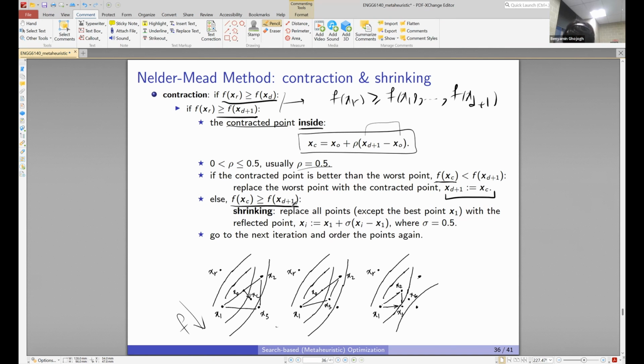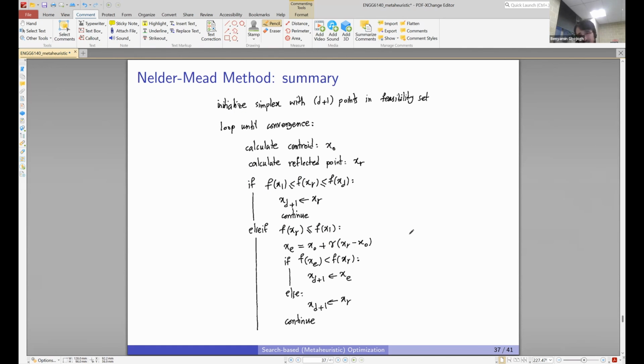If no, xc is even worse than the worst corner, so it means that it's worse than all of the corners, then just like before, shrink the simplex. Don't replace the corners anymore. Just shrink the simplex. Then go to the next iteration and order the points again. As you see, the Nelder-Mead algorithm is summarized in this way.